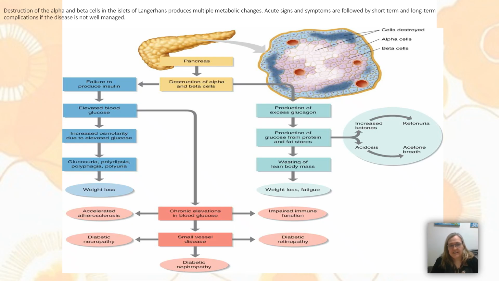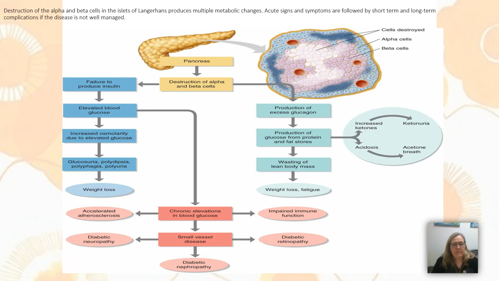You'll also see in this slide, I want you to think about especially the production of glucagon. So when you have a decreased production of insulin, you have an increase of glucagon. That's very important. And then excess glucagon leads to wasting of lean body mass, weight loss, fatigue, and then you have some other problems that go along here.